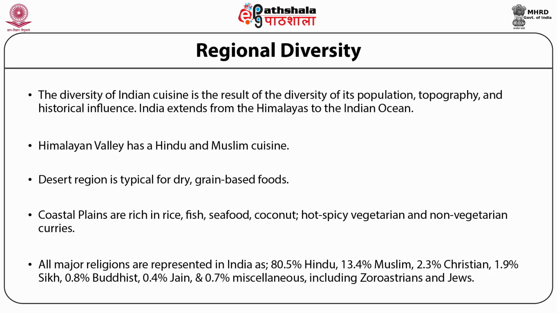The population is 80.5% Hindu, 13.4% Muslim, 2.3% Christian, 1.9% Sikh, 0.8% Buddhist, 0.4% Jain, and 0.7% miscellaneous, including Zoroastrian and Jews. Hindus, Buddhists, and Jains tend to be vegetarian, the others non-vegetarian. Hence, Indian cuisine includes a variety of vegetarian and non-vegetarian foods. Muslims do not eat pork; Hindus and Sikhs do not eat beef, as they revere the cow.